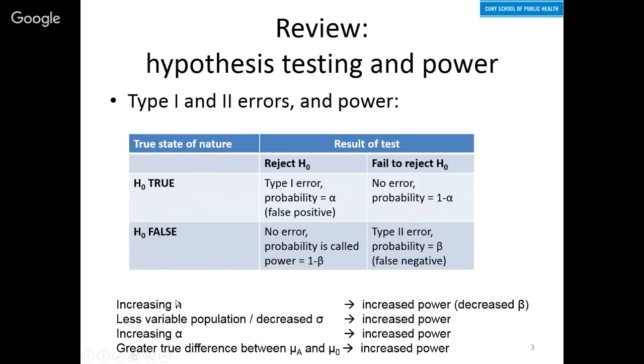On the other hand, everything being held constant, if you have a less variable population, so a decreased sigma, this also results in an increased power. So there's less variability in the population, or a higher sample size. It results in a smaller standard error. It means there's less variability in your sample means, so any deviation of your sample mean from what you expect under the null hypothesis becomes stronger evidence to reject the null hypothesis.